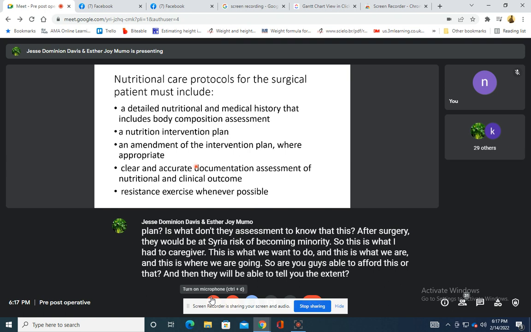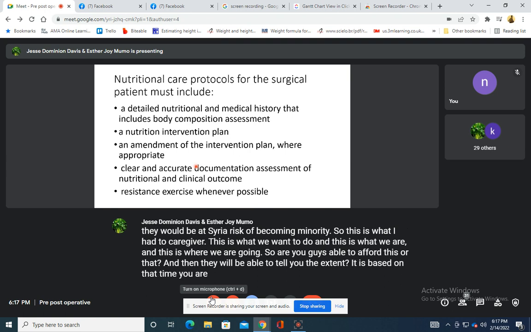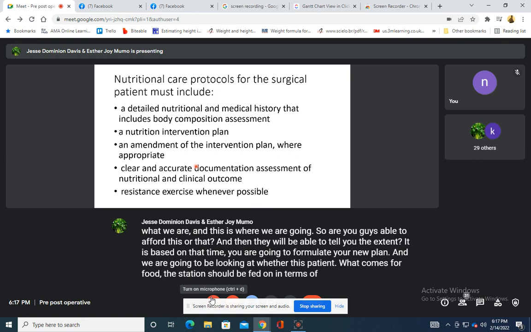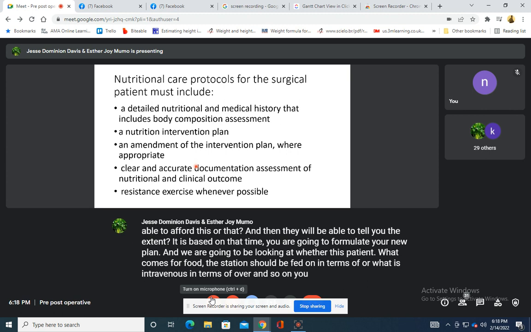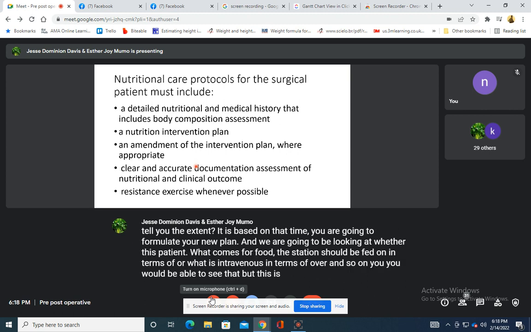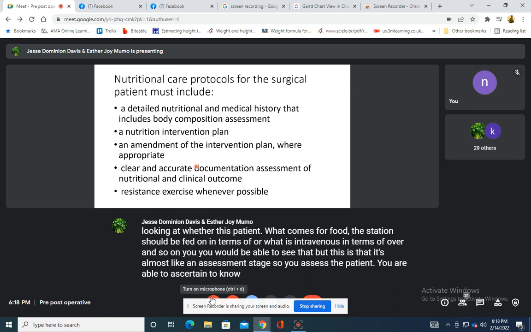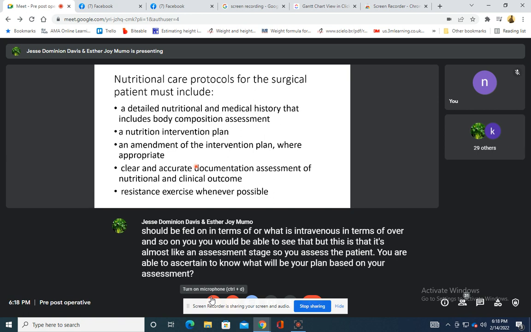It is based on that stand that you are going to formulate your meal plan, and we are going to be looking at what kinds of food this patient should be fed on, whether it's intravenous or oral and so on. You will be able to see that. But this is almost like an assessment stage. So when you assess the patient, you are able to ascertain what your plan will be based on your assessment, and then an amendment of the intervention plan where appropriate.